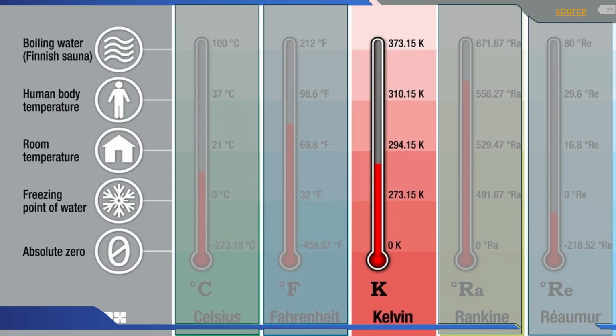In this scale, boiling water is about 373.15 Kelvin, and the freezing point of water is about 273.15 Kelvin, and the scale starts at absolute zero, which is 0 Kelvin. So basically this is the theoretical lowest temperature possible.